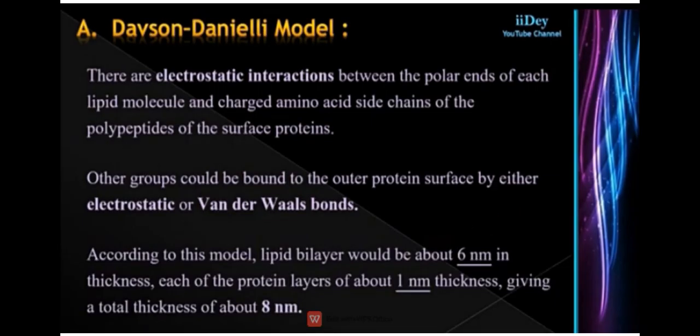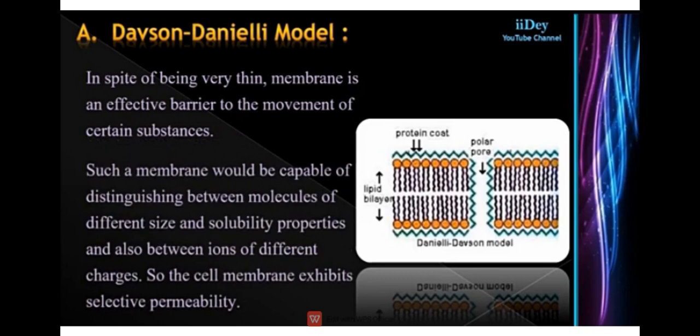Next, Danielli and Davson's model. There are electrostatic interactions between the polar end of each lipid molecule and charged amino acid side of the phosphopolypeptides of the surface proteins. Other groups could be bound to the outer protein surface by their electrostatic or van der Waals bonds. According to this model, lipid bilayer could be about 6 nm in thickness. Each of the protein layers of about 1 nm thickness gives a total thickness of about 8 nm.